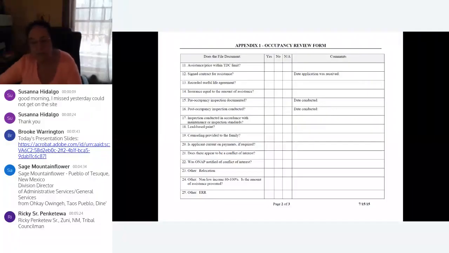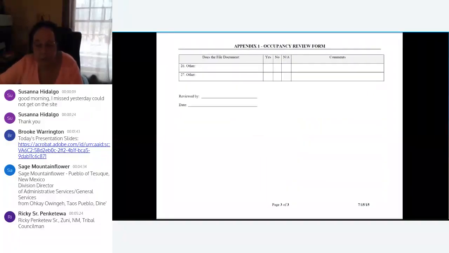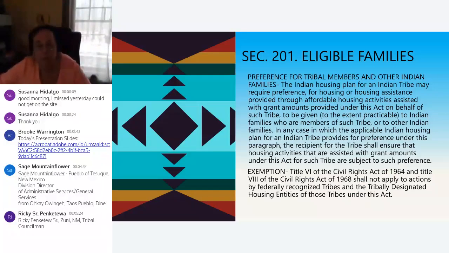And then the other one is an ERR, which is an environmental review form. So there's all sorts of documents in there that, if you check yourself, it'll tell you what you need to have to make sure that you hopefully pass that HUD monitoring.